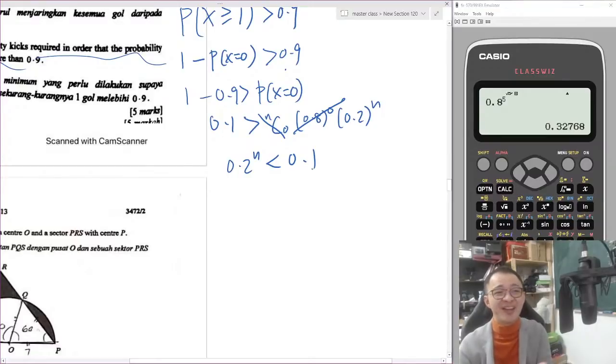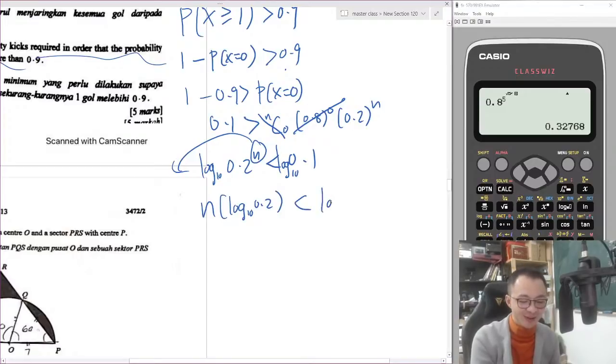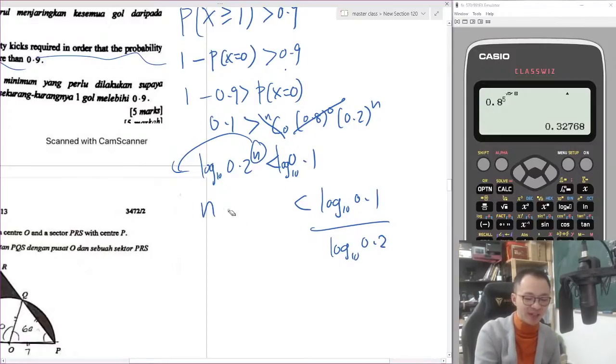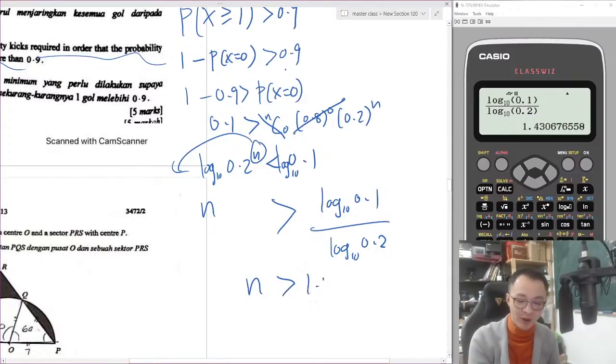Now I want to find N, so I will need to take log base 10 on both sides. Then I can bring my N to the front. So this is N log 10 of 0.2 less than log 10 of 0.1. Then I want to divide both sides by log 10 of 0.2. But log 10 of 0.2 is a negative value, right? So I need to change the sign from less than to bigger. Then I type into the calculator log 10 of 0.1 over log 10 of 0.2, so my N must be bigger than 1.4. So it will be 2.